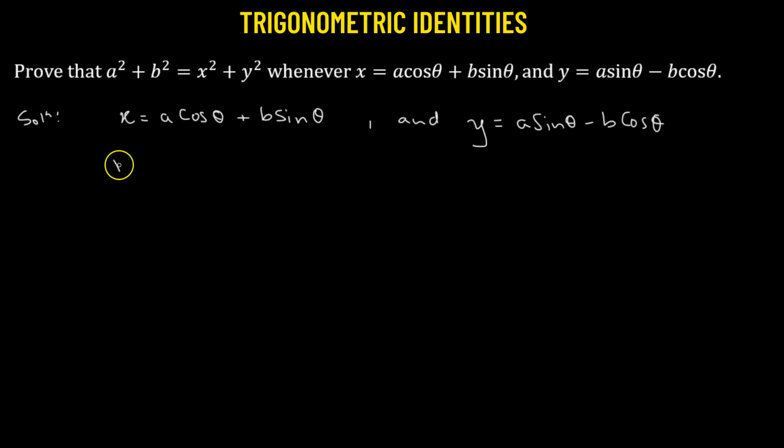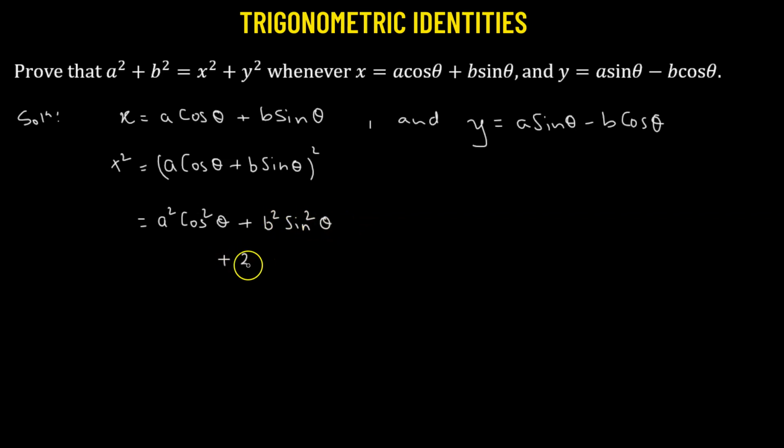We'll start by first squaring both sides of x. So we have x squared equals a times cosine theta plus b times sine theta, whole squared, which equals a squared times cosine squared theta plus b squared times sine squared theta plus 2 times ab times cosine theta times sine theta. Let's label this as equation number 1. So this is the value of x squared.